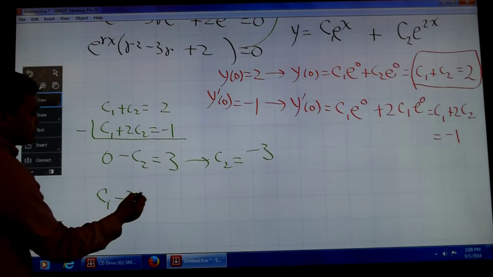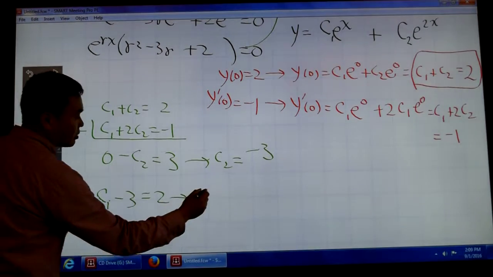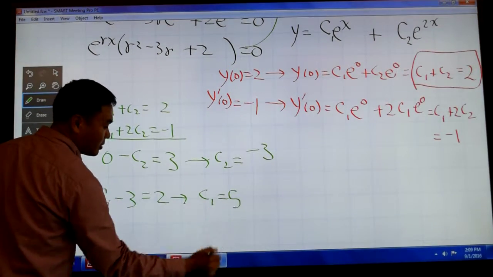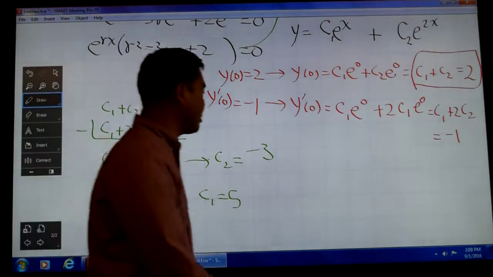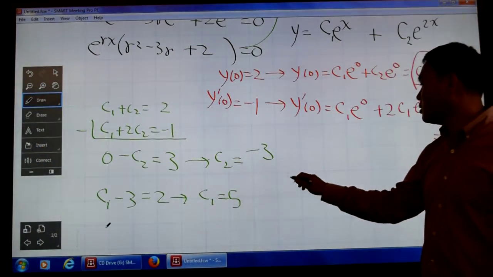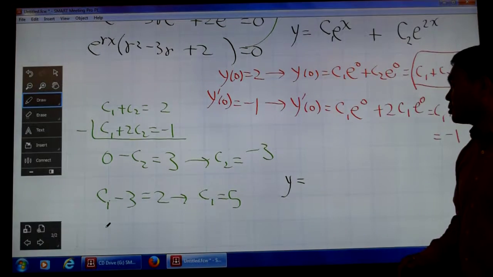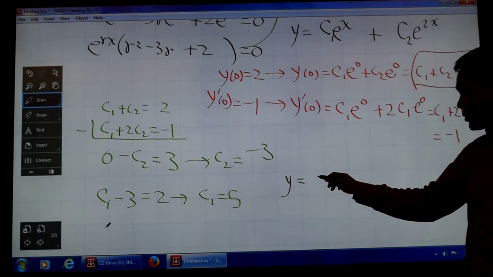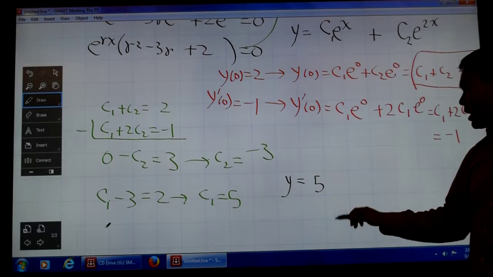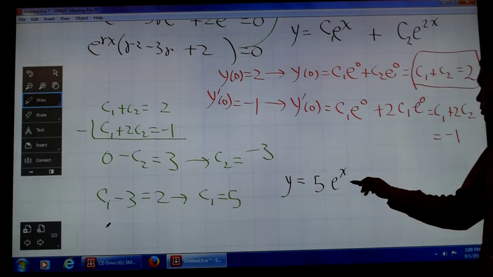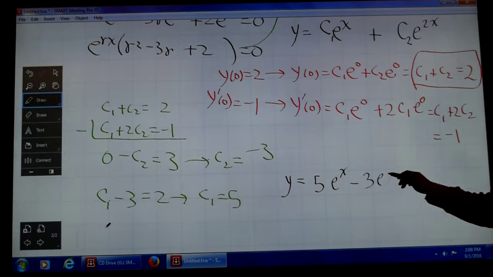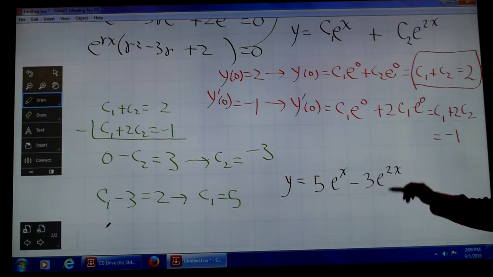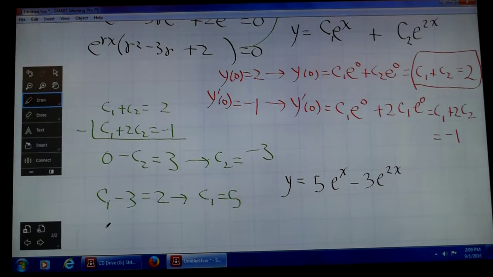c1 minus 3 equals 2. That gives you c1 equals 5. And therefore, finally, you can say that the solution is y equals c1, which is 5e to the x, minus 3e to the 2x.